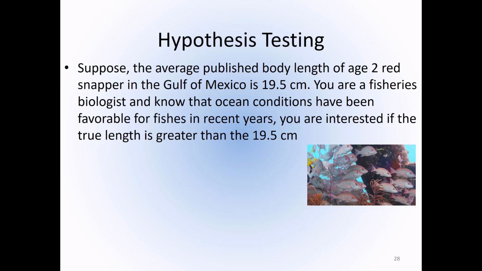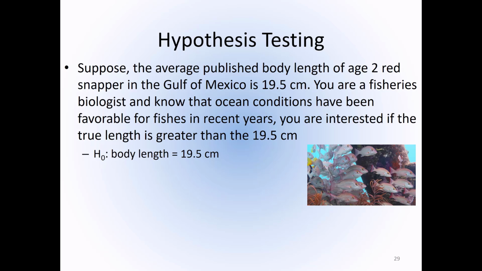We look at our data, we compare it to previously published data, and we see if there's any kind of difference there. Now, just because our intuition is telling us that these fish is greater does not mean that is what our null hypothesis is. In fact, the null hypothesis is based on our published values. It's our default assumption. Based on all the data up to this point, it shows that the Gulf of Mexico age 2 red snapper are 19.5 centimeters in total length. So our null hypothesis is that the body length of these fish is the published value.